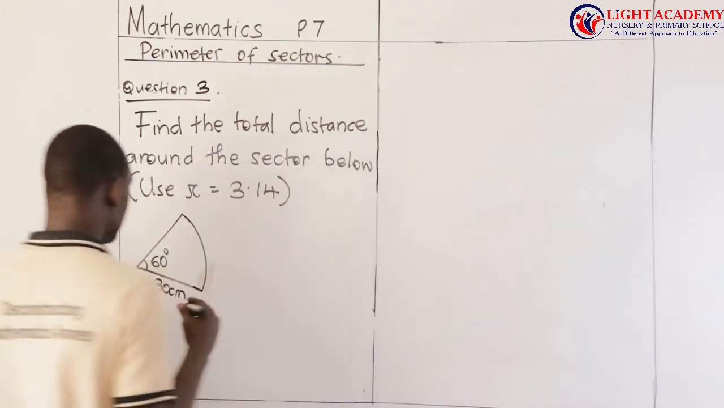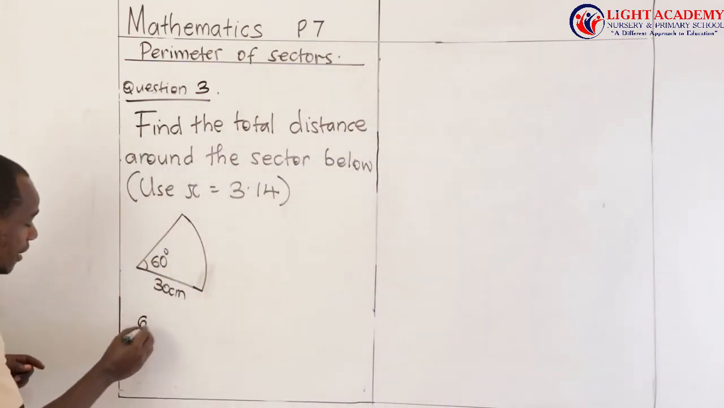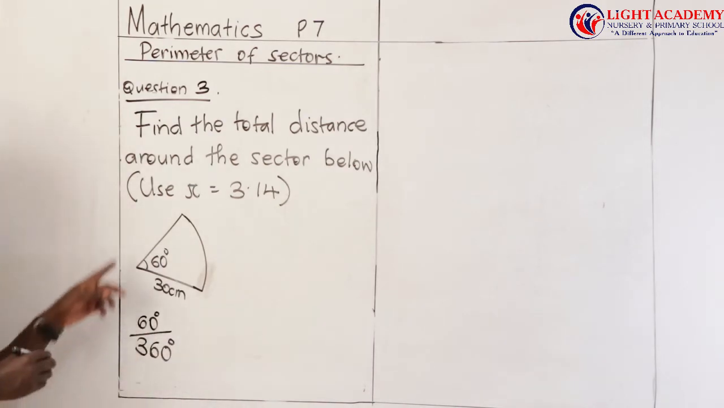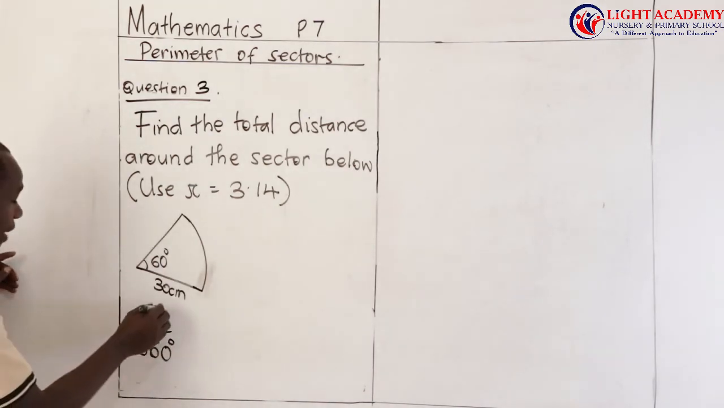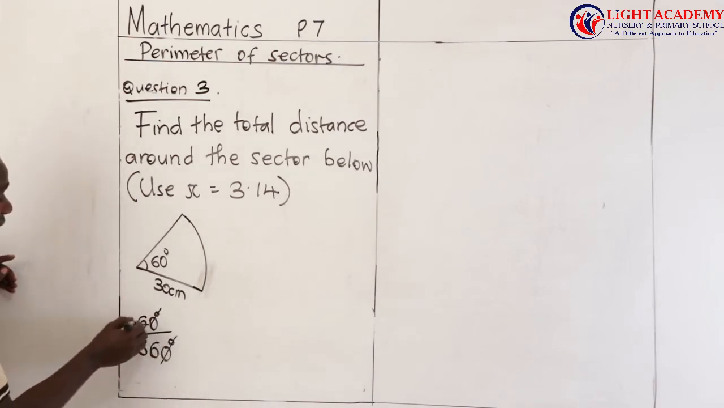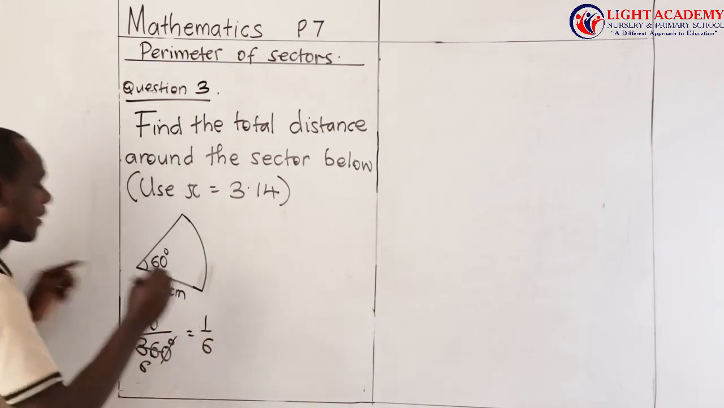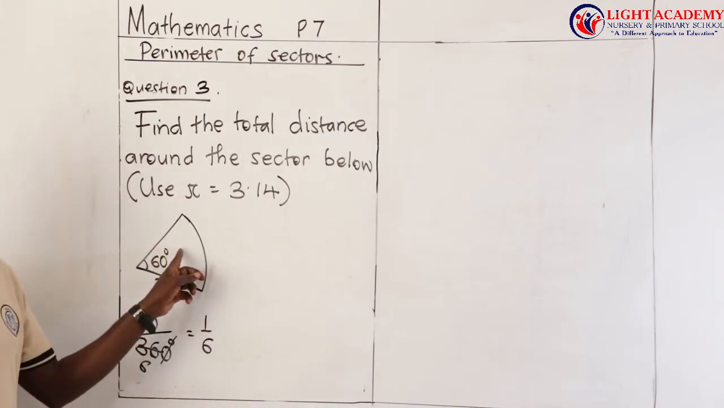So I can write 60 degrees out of 360 degrees. And we see what fraction of the circle this is, where I can cross-reduce this way. 60 by 6 is 10, 360 by 6 is 60, and so on, until we get 1 by 6. In actual sense, this is a sixth of a full circle.